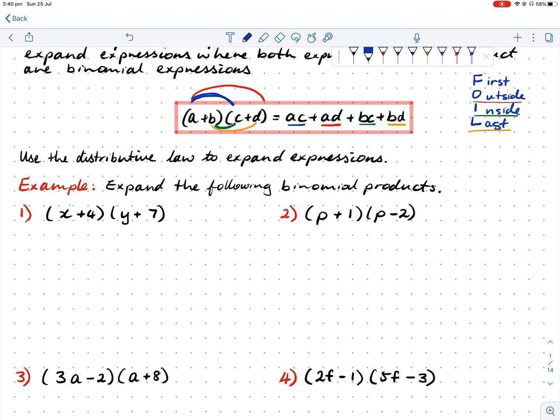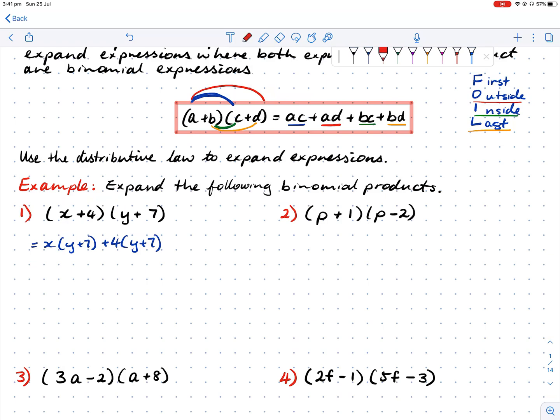So when we're looking at this first question, what we're going to do is take y plus 7 and multiply it by each of those things in the first bracket. So it's going to be x times y plus 7 plus 4 times y plus 7. If you went the other way, you'll still get the right answer. So if you chose to take this bracket and multiply by each of those items, you'll still get the same solution as if you did it the way that I've done it.